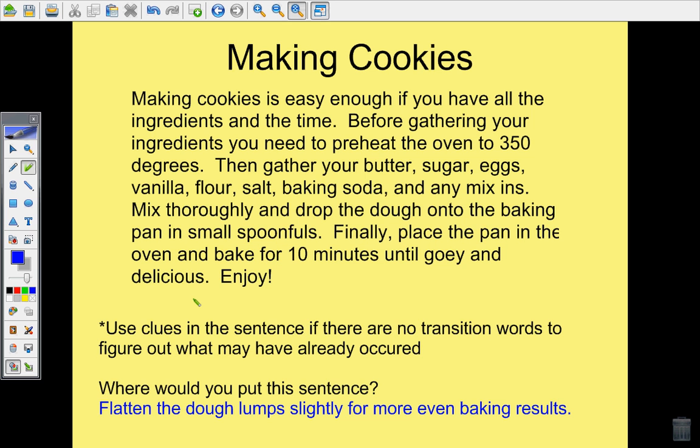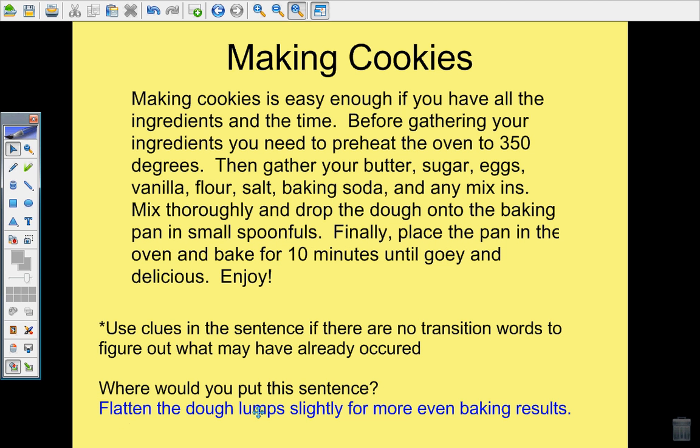Now sometimes you can look at the sentence itself and try to figure out some clues about what's already happened and what's happening next to figure out the sequencing. So I have this sentence here, flatten the dough lump slightly for more even baking results. And I want to figure out where that would fit in this sequencing. Let's look for some clues. It says flatten the dough lumps.